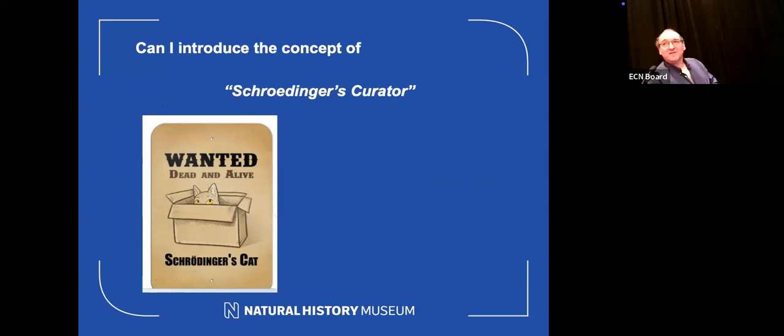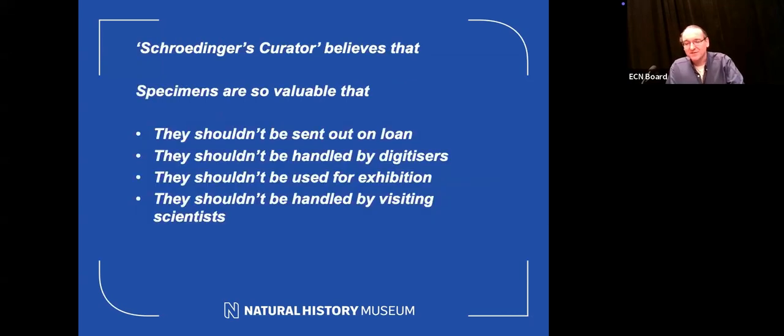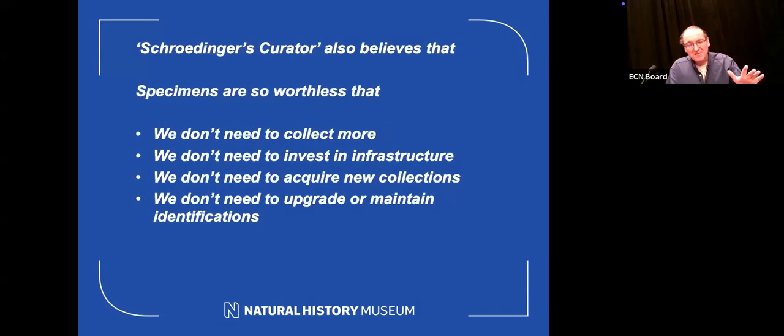Now, we all know the paradox of Schrödinger's cat, that the cat is simultaneously dead and alive in the box, that it may be dead and it may be alive, and you have no way of telling because you haven't opened the box. Schrödinger's curator, to me, believes specimens are so valuable that they shouldn't be sent out on loan, they shouldn't be handled by digitizers, they shouldn't be used for exhibition, they shouldn't be handled by visiting scientists. We've got really precious stuff here, but they're so worthless that we don't need to collect anymore.